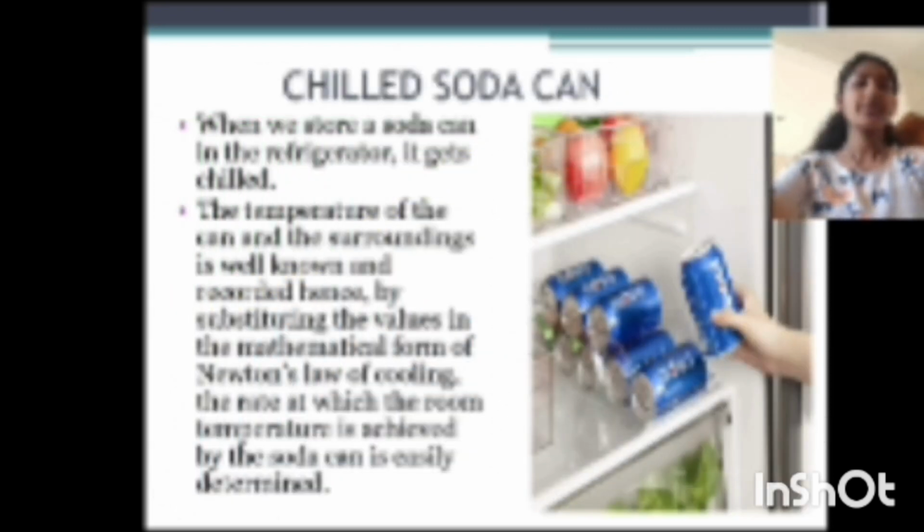Chilled soda can. When we store a soda can in the refrigerator, it gets chilled. The temperature of the can and the surroundings is well known and recorded. Hence, by substituting the values in the mathematical form of Newton's law of cooling, the rate at which the room temperature is achieved by the soda can easily be determined.